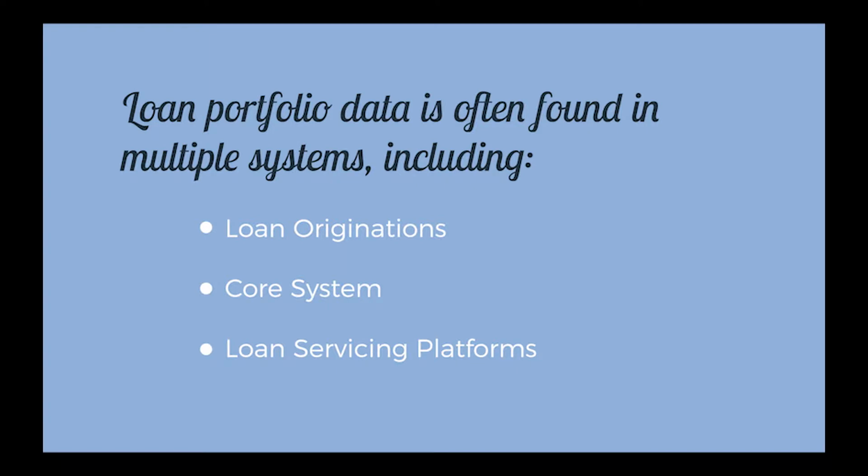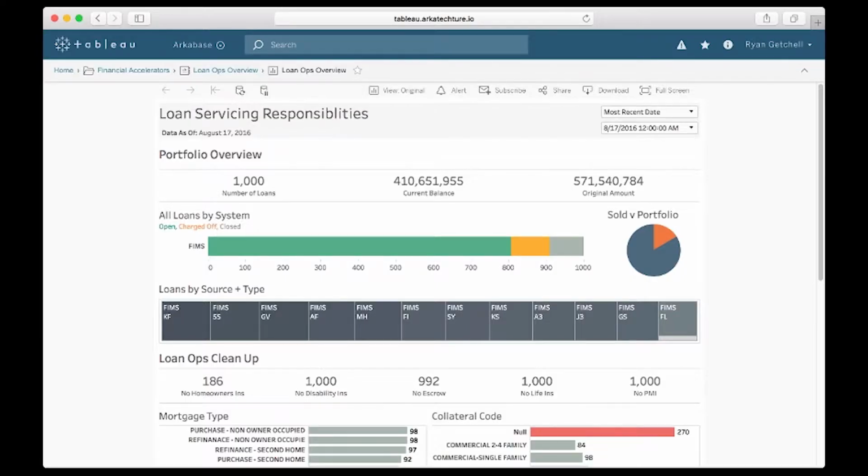And in order to get a proper perspective of your portfolio, you need to see data from all your systems in one view. To enable that vantage point, we developed a portfolio overview which gives you an instant read to help determine where to focus your limited time and efforts. It provides some key pieces of information about your portfolio, including the number of loans, current balance, and original loan amount.